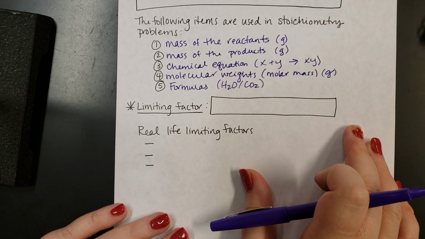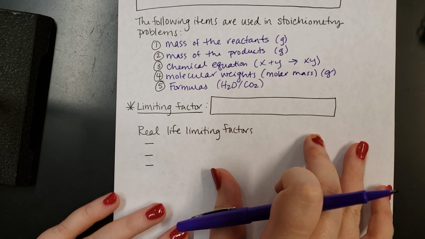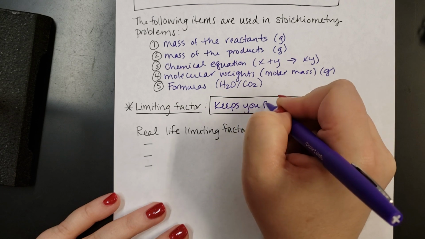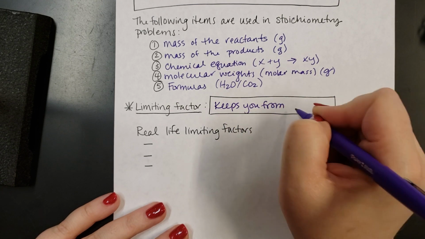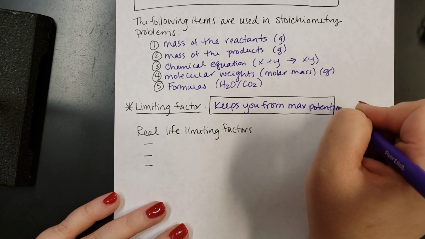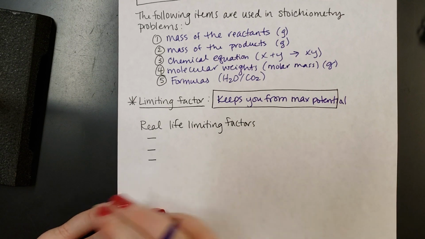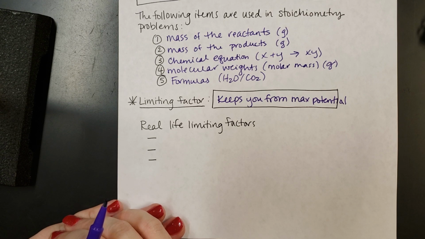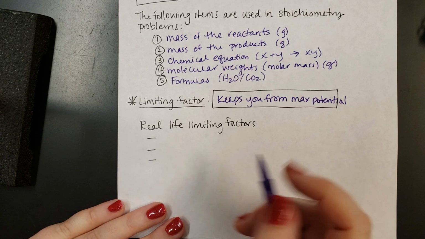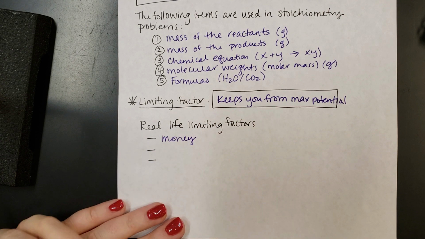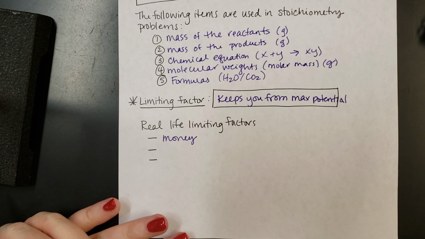Another thing to think about when we're doing stoichiometry is a limiting factor. And a limiting factor is something that keeps you from your max potential. So for example, in real life, I would like to have a giant house with a pool and a really nice kitchen. I'm able to do that, except that I have the limiting factor of money. I don't have enough money, so I can't do that.